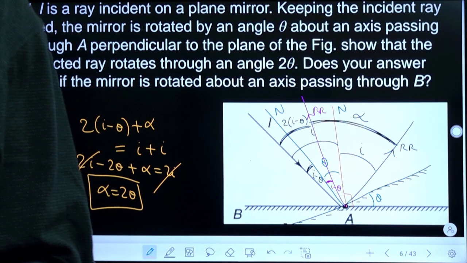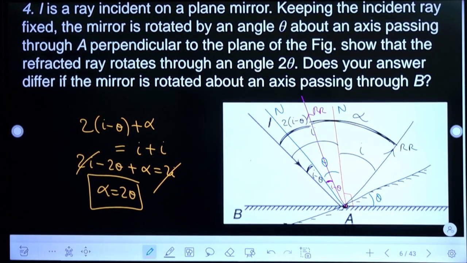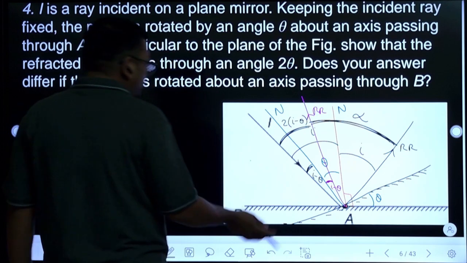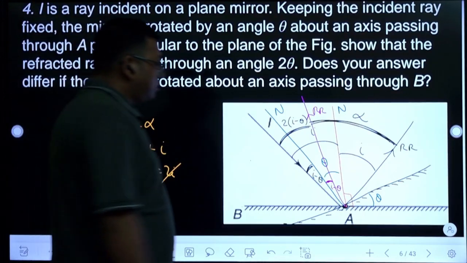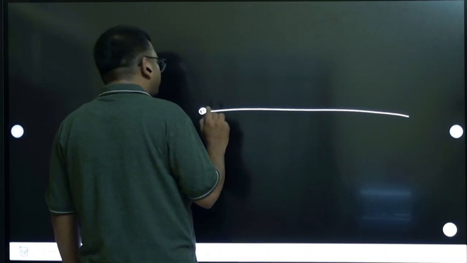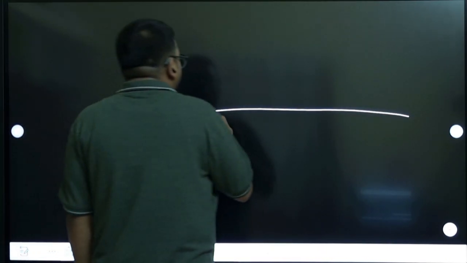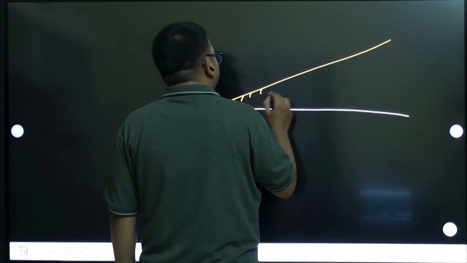About which axis are we rotating? Because rotation always happens about an axis. Now the axis itself I am changing. I am rotating about this axis. Then what happens? Let us think about it. Okay, so suppose this is a mirror and this is the point about which we are rotating. Now I will rotate this and make another. So I have rotated and this is the new mirror.